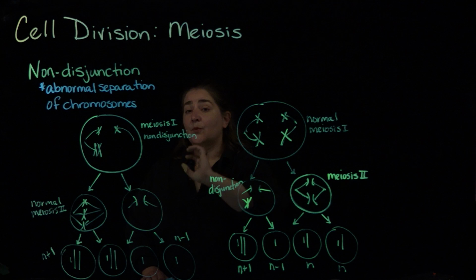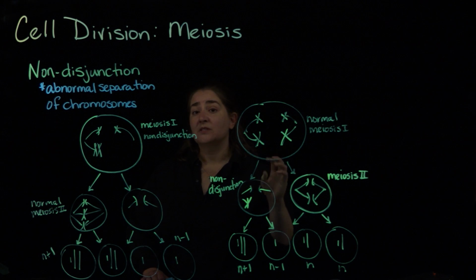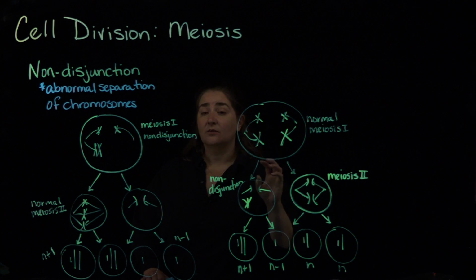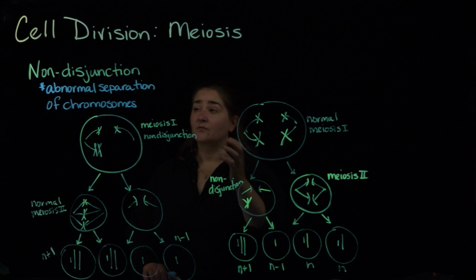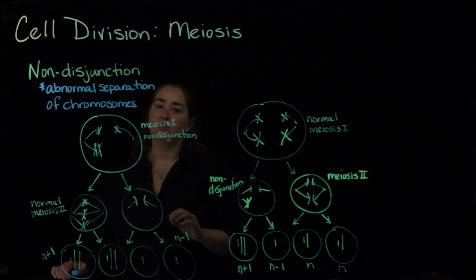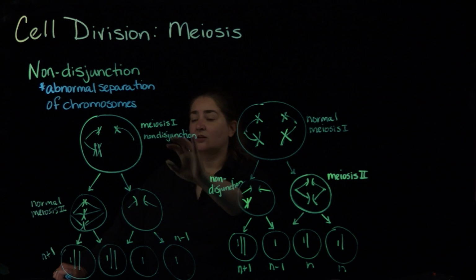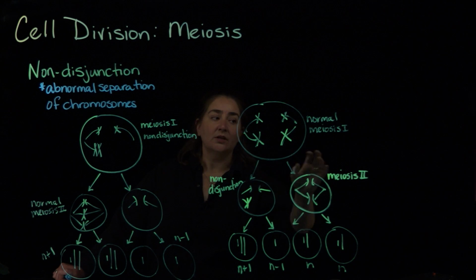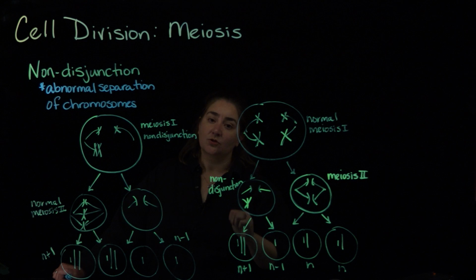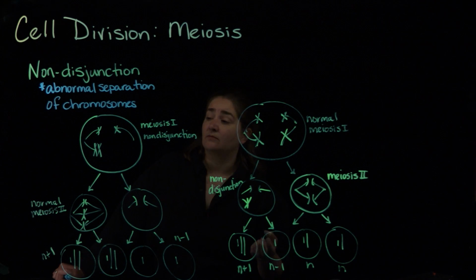That process of chromosomes not separating correctly, the mechanism for that, is called non-disjunction. And non-disjunction can occur either during meiosis 1 or during meiosis 2. I have both drawn up on the board here. The diagram is also in your PowerPoints.